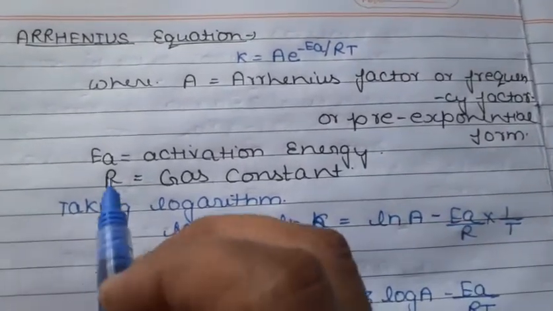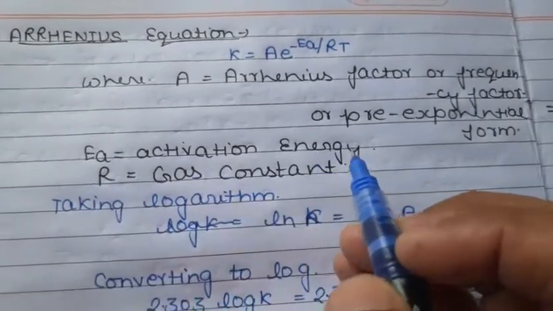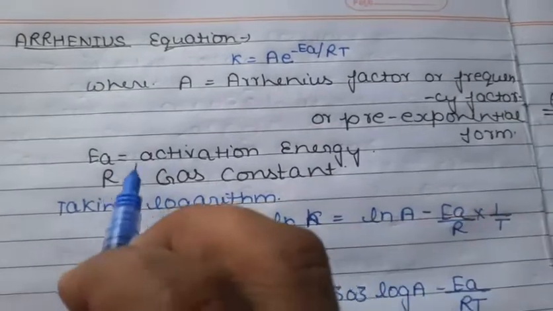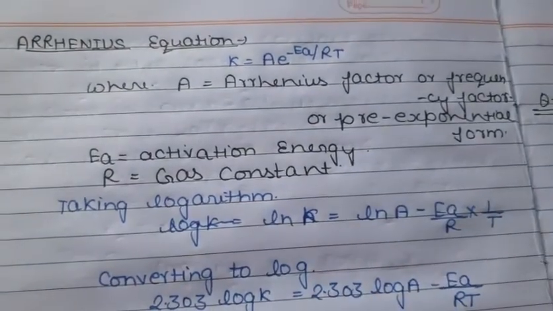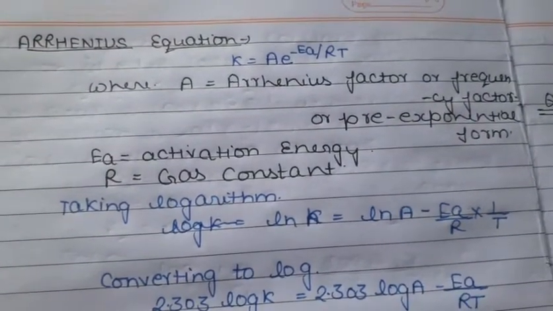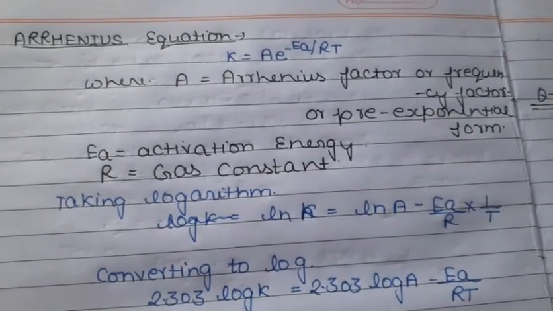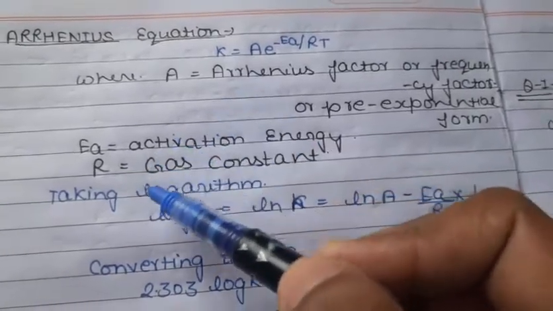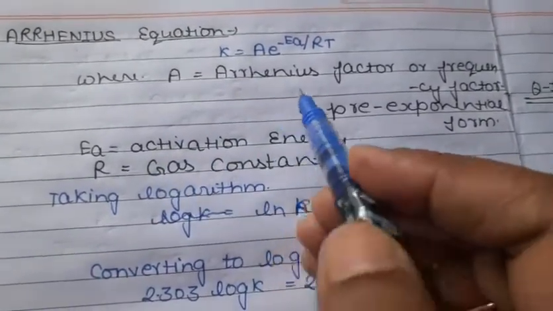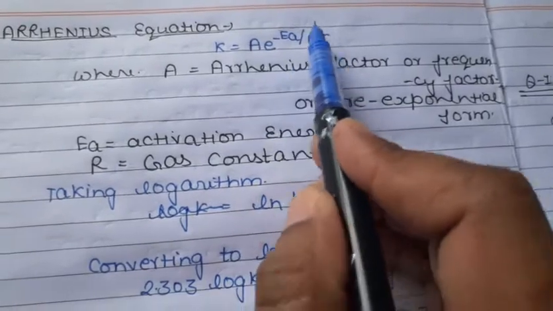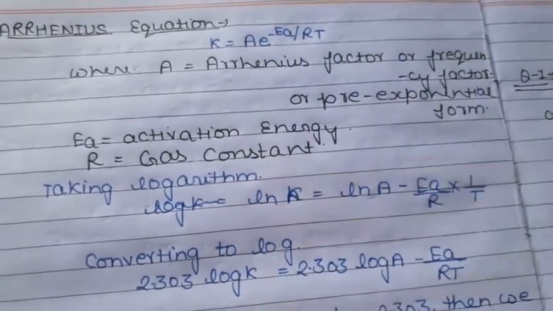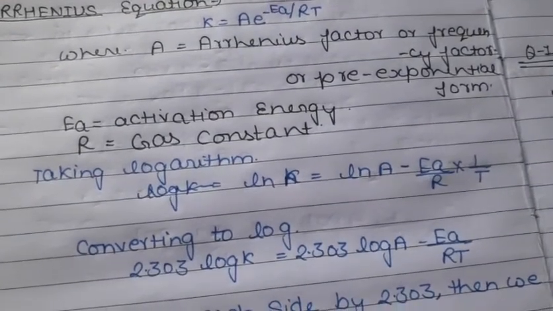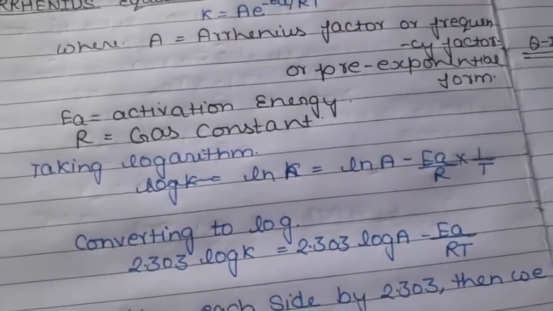And students, you know very well what Ea is, that is activation energy. R is the gas constant. This equation is called the Arrhenius equation, and these are collectively called the Arrhenius parameters. The factor e to the power minus Ea upon RT corresponds to the fraction of molecules that have energy greater than Ea, and T is the absolute temperature.